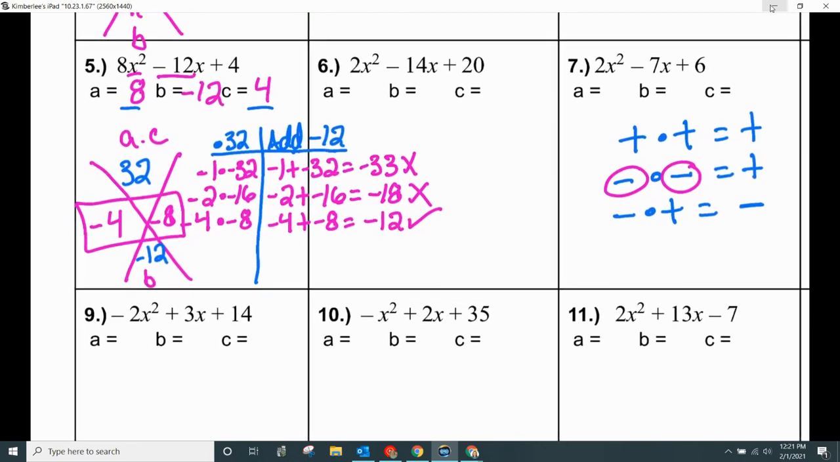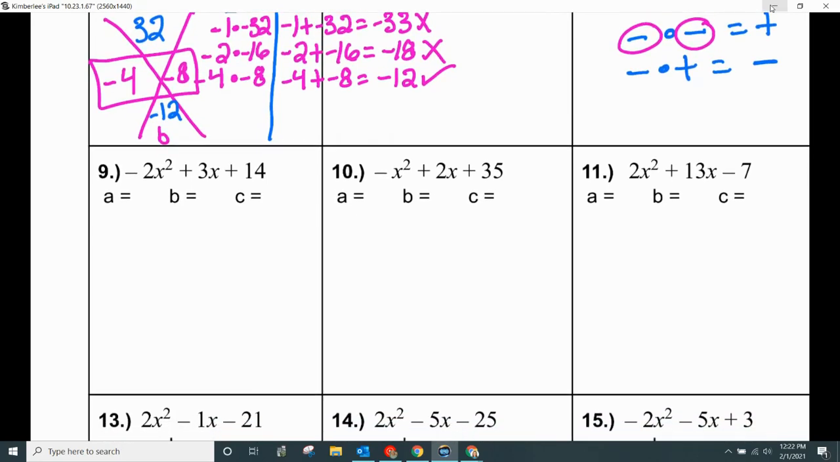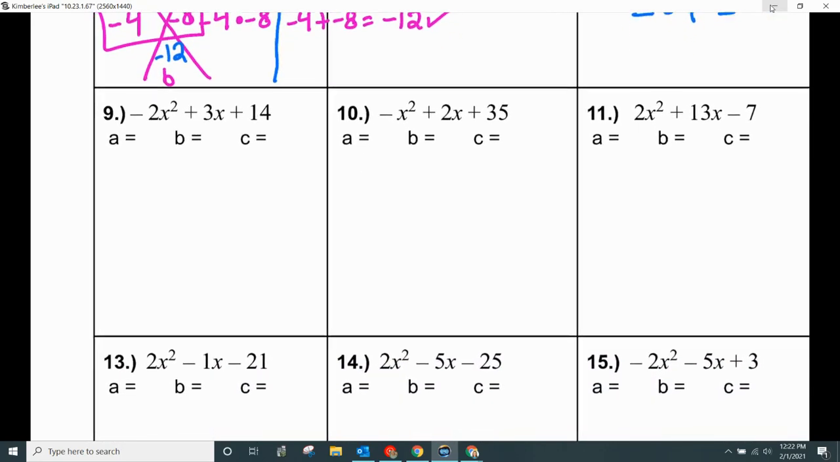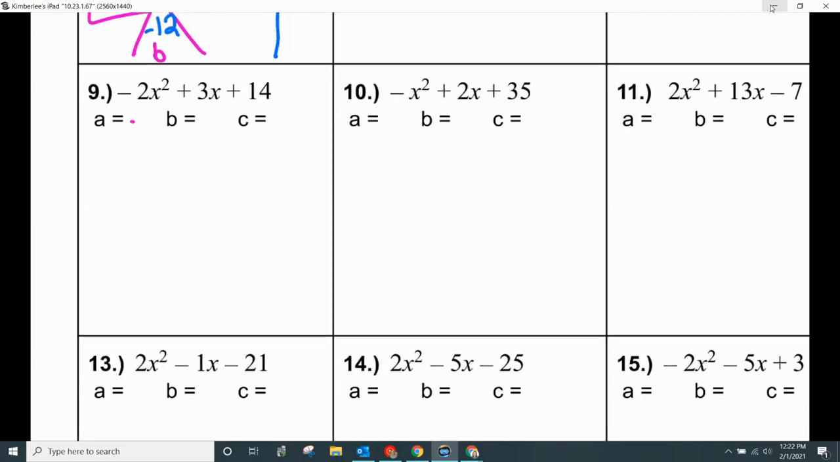Let's look at number 9 because it's a little different. I'm going to try to work one of each style for you. Okay, so in number 9, I'm going to identify A, B, and C first. So remember, A is the -2. It's just the number in front of x squared. B is 3, and C is 14. So B is always the number in front of x. These pieces may be rearranged, but A is always whatever's in front of x squared. B is always the number in front of x.